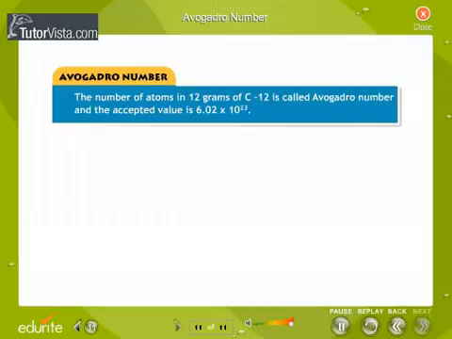Avogadro number. The number of atoms in 12 grams of carbon-12 is called Avogadro number, and the accepted value is 6.02 × 10^23.